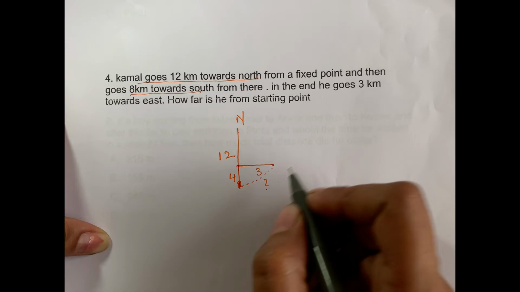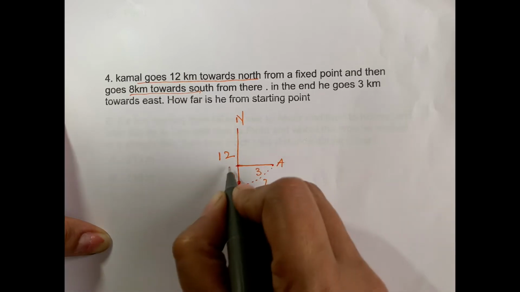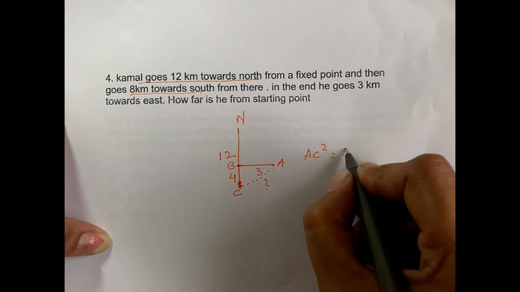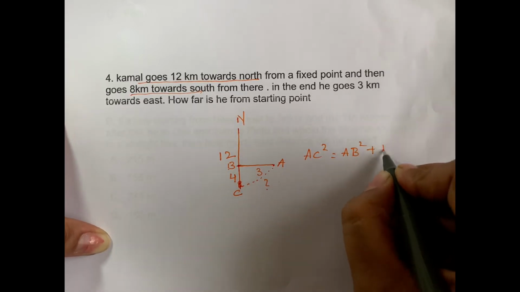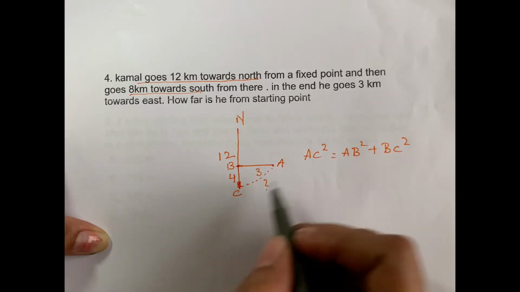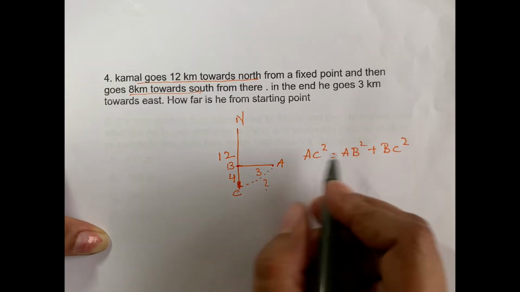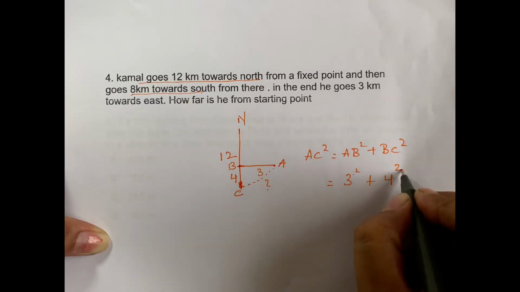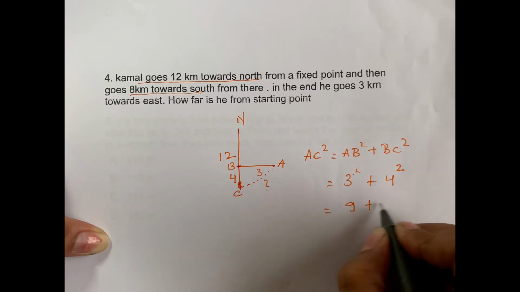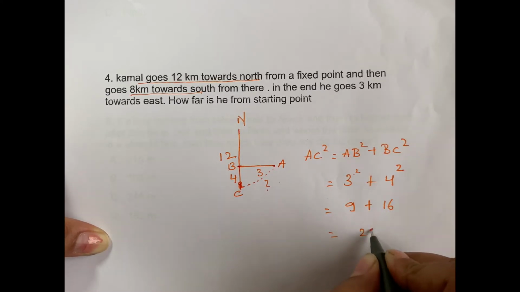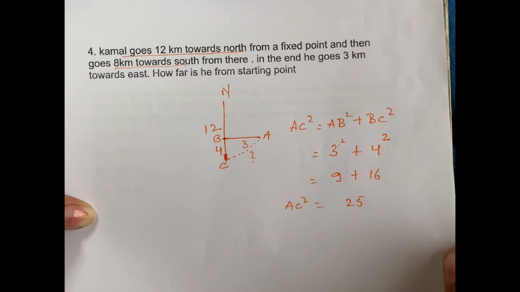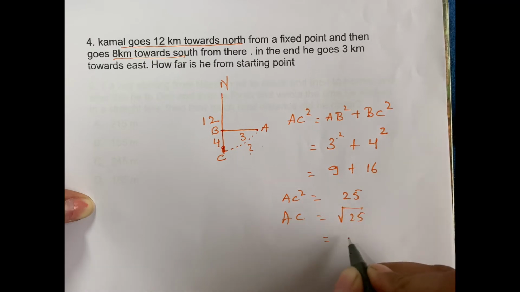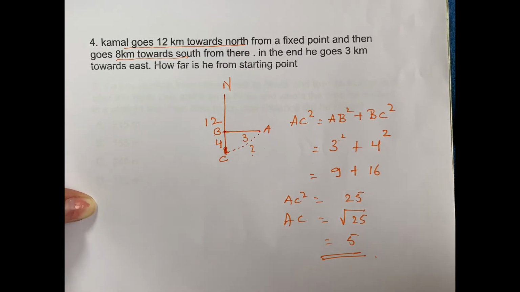Now they have asked this distance, so we'll have to follow the Pythagoras theorem. Let's name it A, B and C. So AC square is equal to AB square plus BC square. AB square is 3 square plus BC square is 4 square. Isn't it? 3 square is 9 plus 4 square is 16. Total is 25. AC square is equal to 25. So AC is equal to root of 25, which is equal to 5. That is the answer.